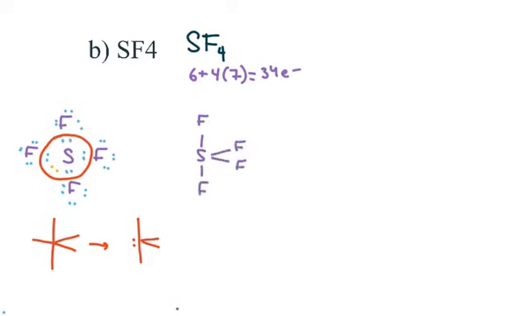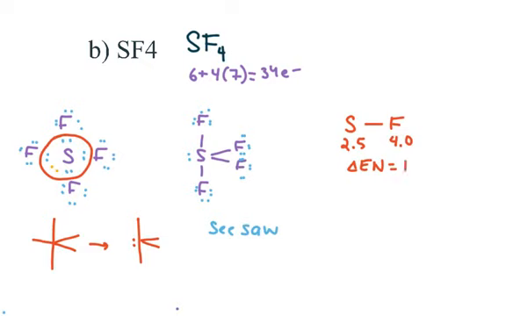I'm going to start going to town here, and I'm going to pause it to put in my electrons. There we go. And I'm going to name it. That's the second piece I want to see: seesaw. And now I'm going to work out my dipole action. So I've got an S-F bond here. The S has an electronegativity of 2.5. Fluorine is a 4.0. So my difference in electronegativity is 1.5.